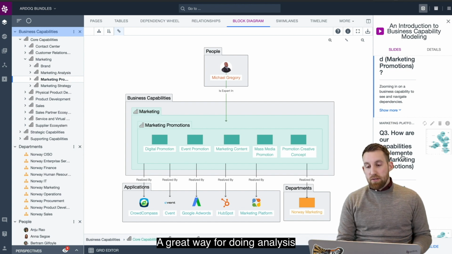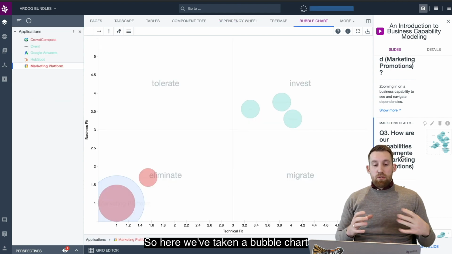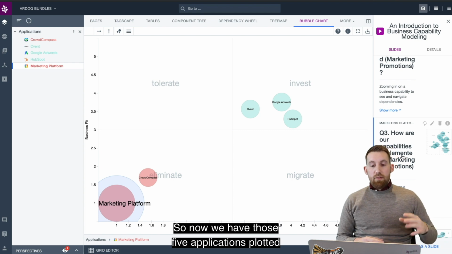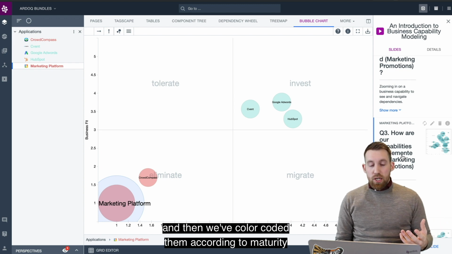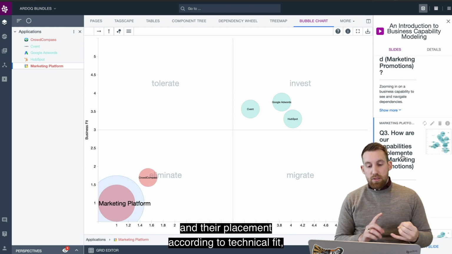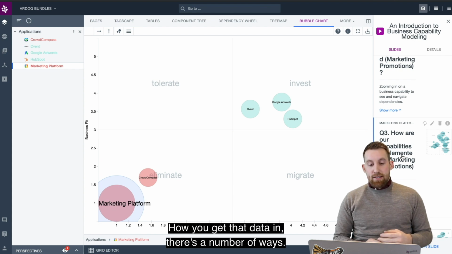A great way for doing analysis on your application portfolio would be a bubble chart. So here we've taken a bubble chart and combined it with the TIME matrix from Gartner. So now we have those 5 applications plotted on a graph with tolerate, invest, migrate, or eliminate, and then we've color-coded them according to maturity, as well as changed the size and their placement according to technical fit, business fit, and complexity. How you get that data in is a number of ways.